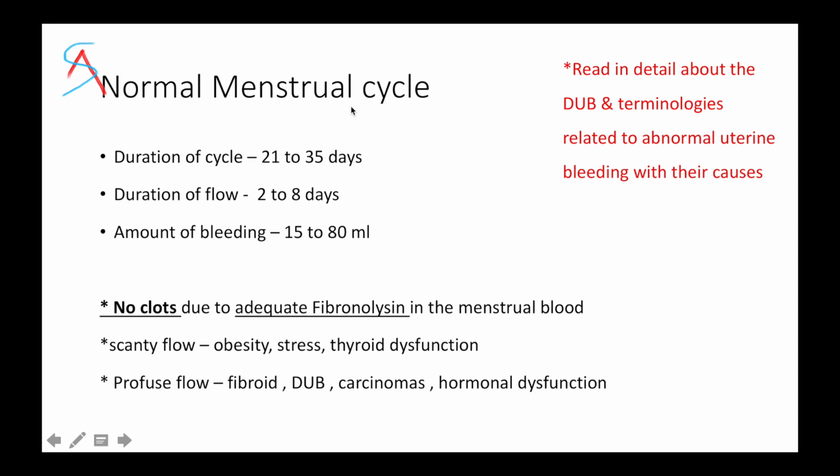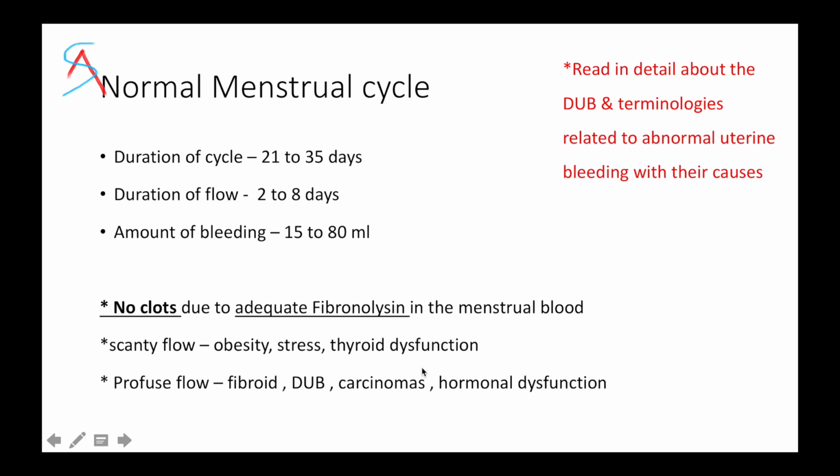Generally, in menstrual history, you should know what is the normal menstrual cycle. Like, normal duration of menstrual cycle is approx 21 to 35 days. Averagely, we take it as 28. Duration of blood flow is 2 to 8 days, and amount of bleeding is 15 to 80 ml. If the flow is scanty, then it could be because of stress or thyroid dysfunction. If there is high blood flow during the menstrual cycle, it could be because of DUB or any carcinomas or any hormonal dysfunction.